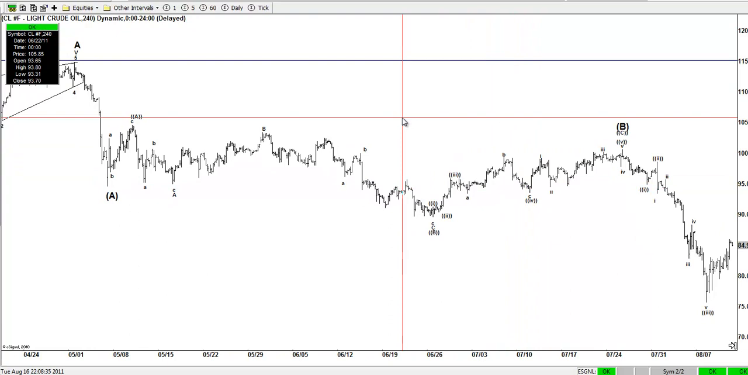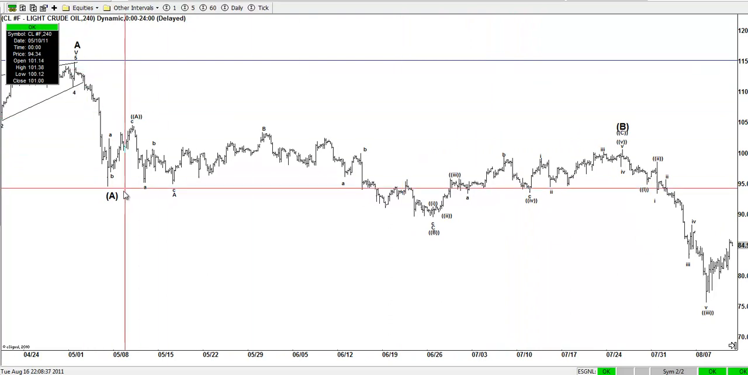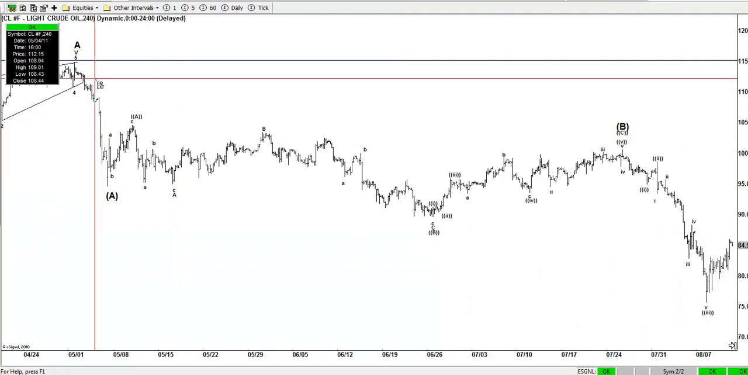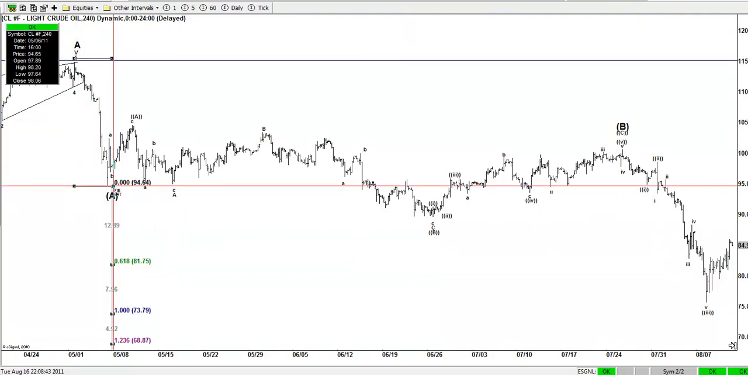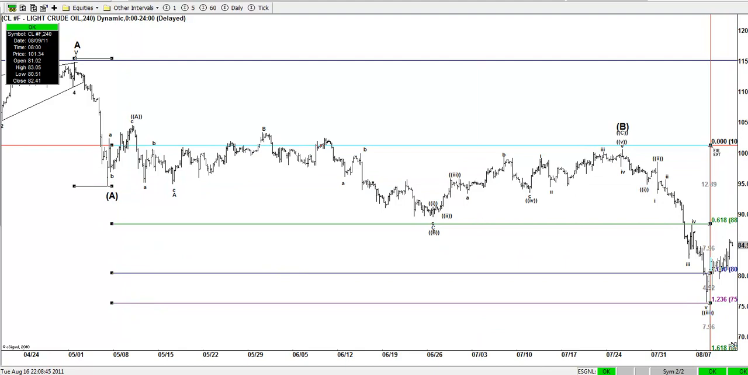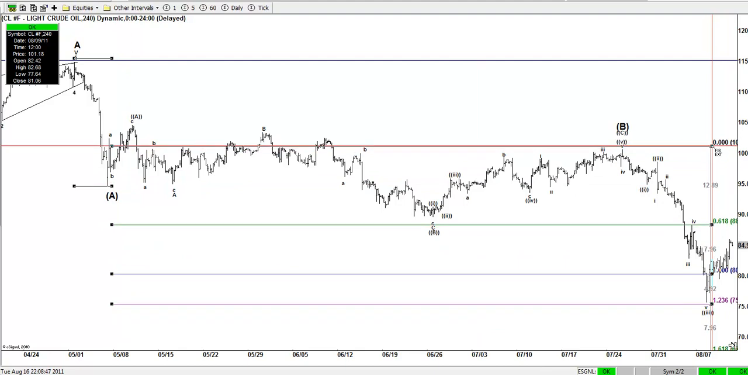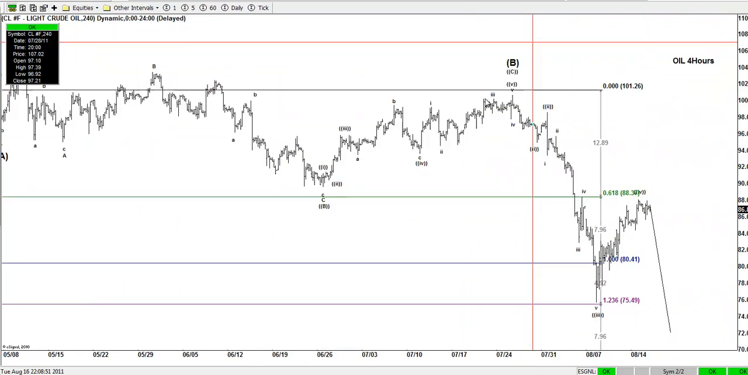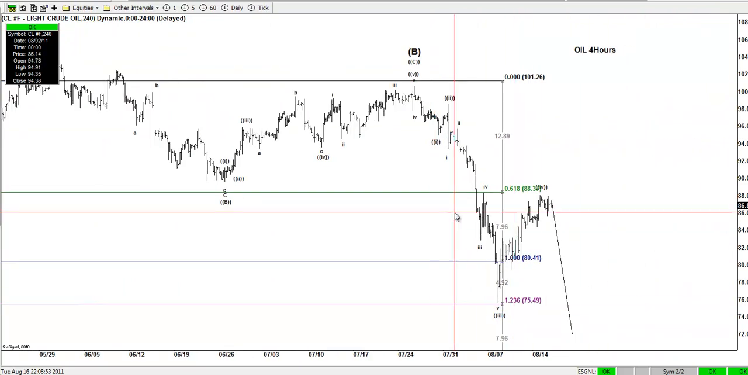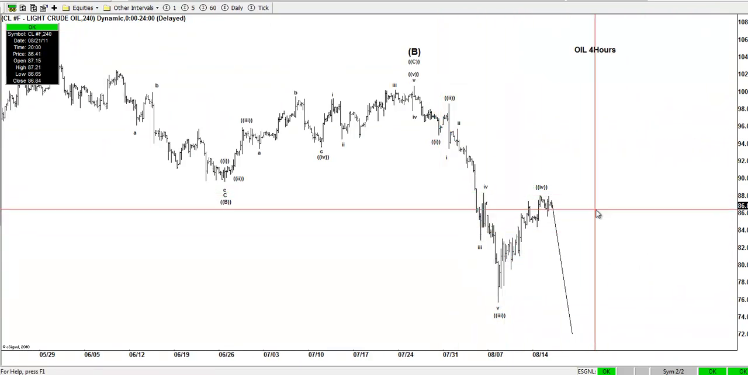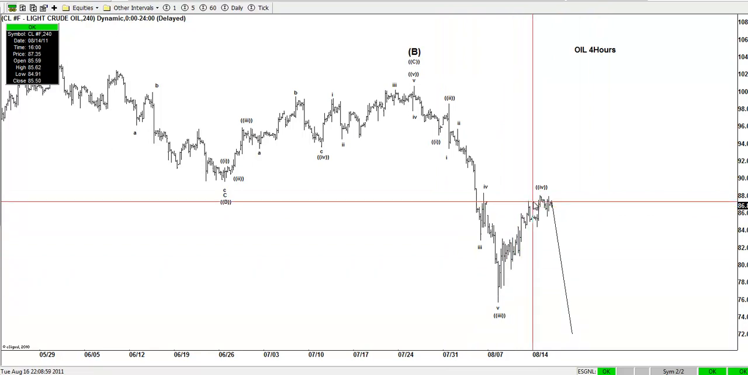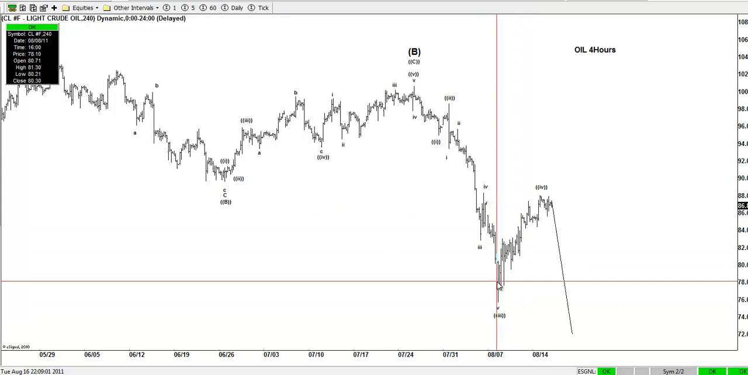If we measure, we see a possible A, a flat B and a C, and we're gonna see in oil that if this is A, it got stopped at the lows exactly at the 1.236% of the A wave right there. So again, I don't like this. I don't like this move in oil. I gotta be honest with you guys, I don't like it.